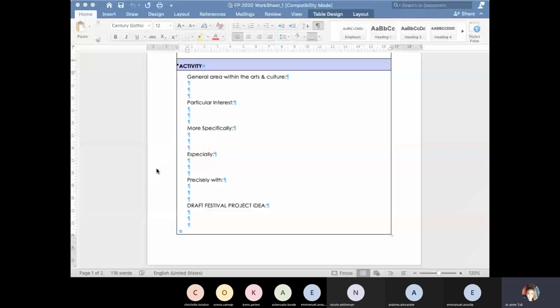Anything? I wrote something. I don't think I wrote this in the right sections though. I wrote my general area of focus, performing arts, the particular interest dance. More specifically, I put movement slash performance, especially in enhancing body positivity and confidence. But I didn't write anymore. I didn't decide on a target group yet.